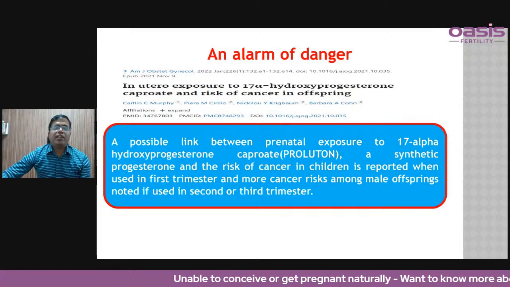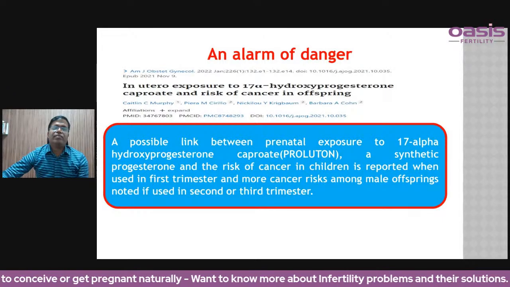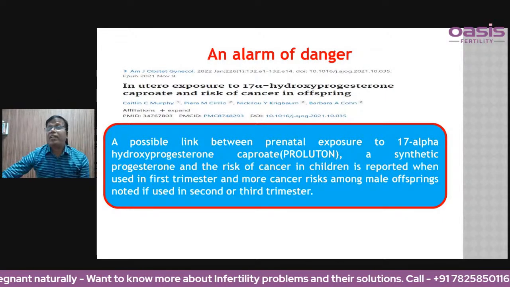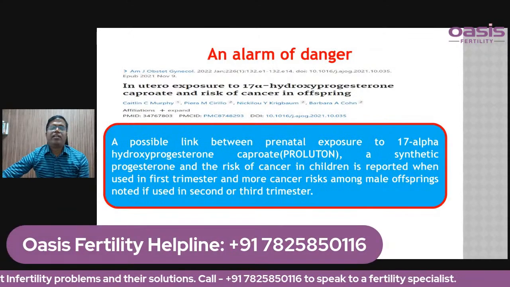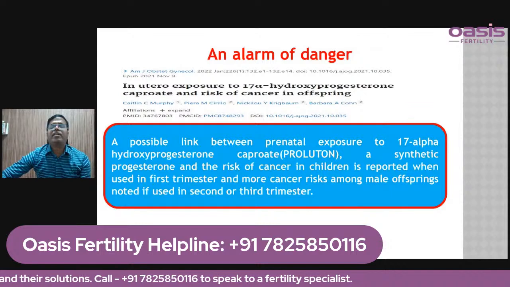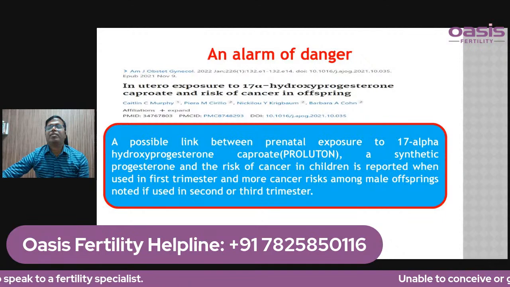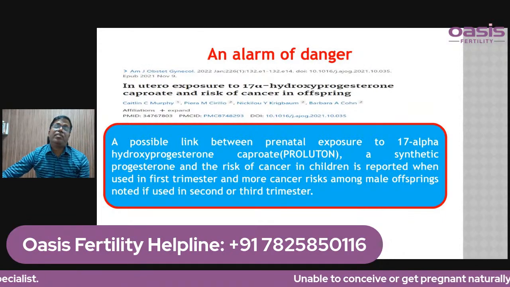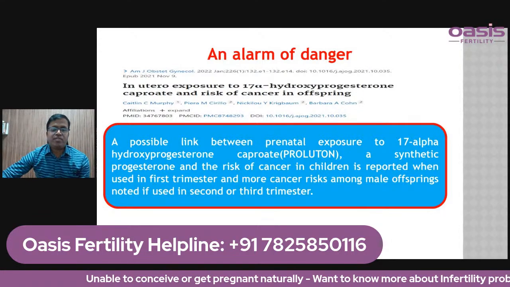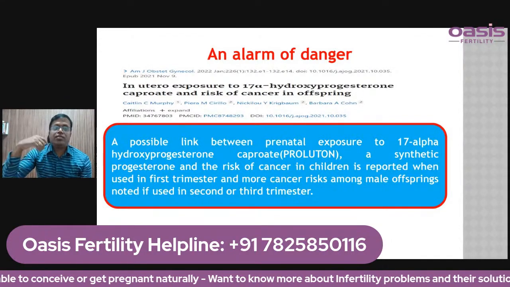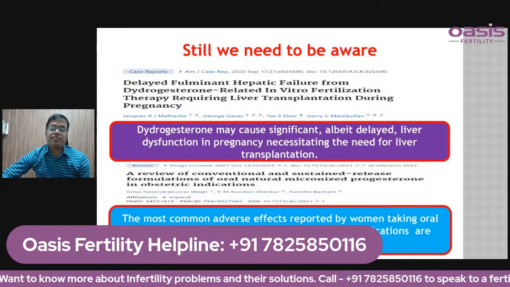But there is some alarming thing that some case reports in the literature suggest a possible link between prenatal exposure to 17 alpha hydroxyprogesterone caproate, which is a synthetic progesterone, and some kinds of cancers in the children, especially when used in the first trimester. More cancer risk among male offspring was noted. If you are using injectable synthetic progesterone like caproate progesterone, then there is a little bit more chance of developing cancer among the offspring, especially if they are male offspring.